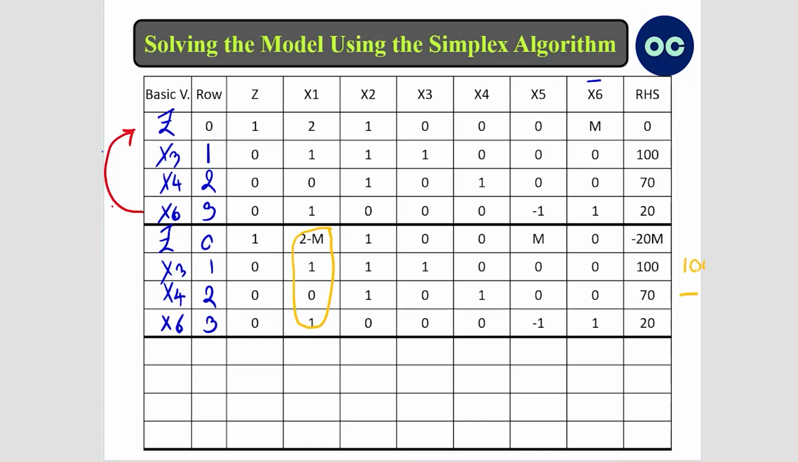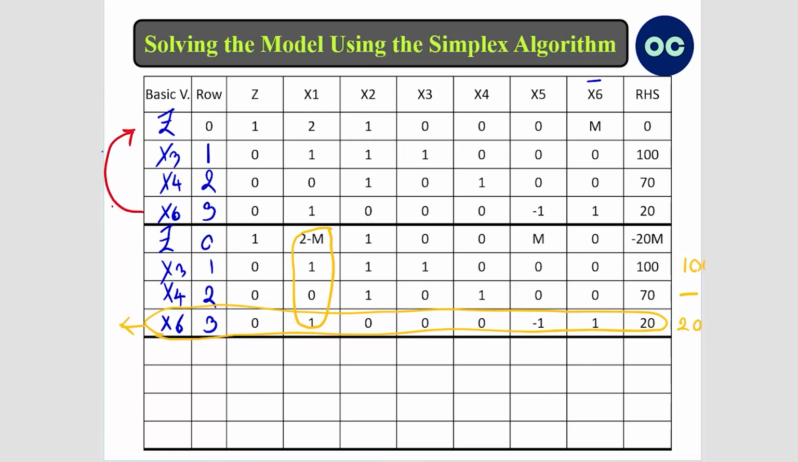There is no deviation here, and 20 divided by 1 is 20. The smallest ratio determines the leaving variable, and here x6 exits. This is x6. Now let's start with the pivoting and updating the table.